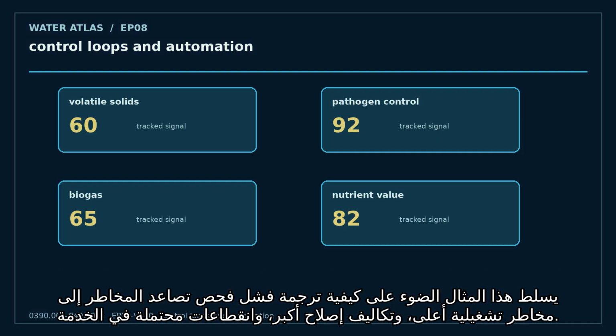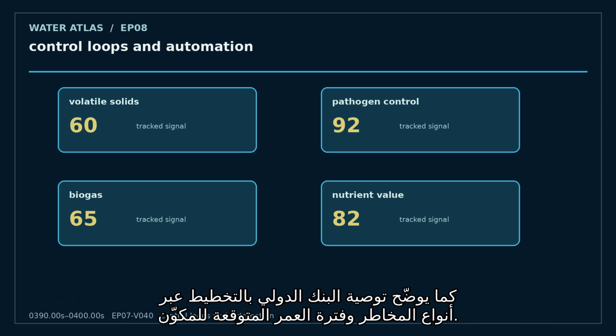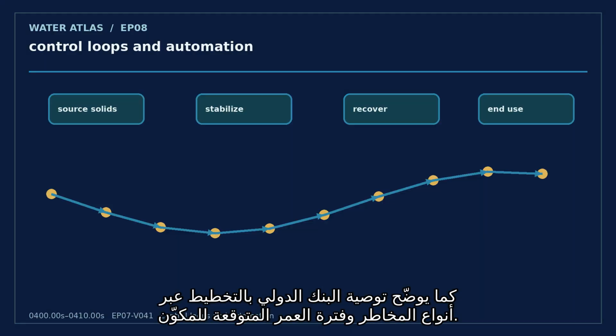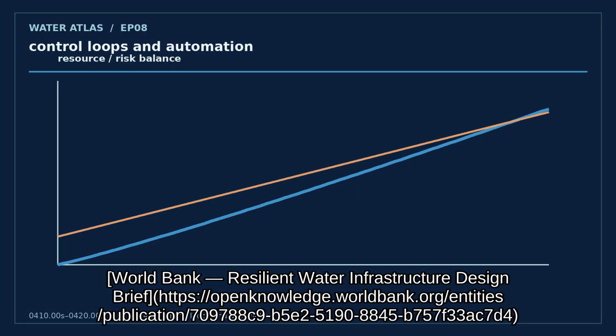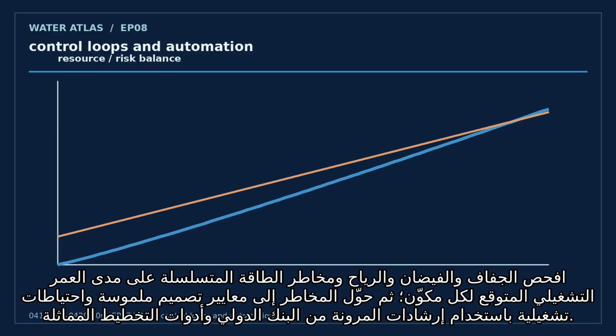Illustrative example: consider a treatment plant sited without accounting for increasing storm intensity. Flood inundation could disrupt power and treatment processes, requiring emergency bypasses or temporary treatment measures. This example shows how a failure to screen for hazard escalation translates into higher operational risk, repair costs, and potential service interruptions. It also illustrates the World Bank recommendation to plan across hazard types and life expectancy.